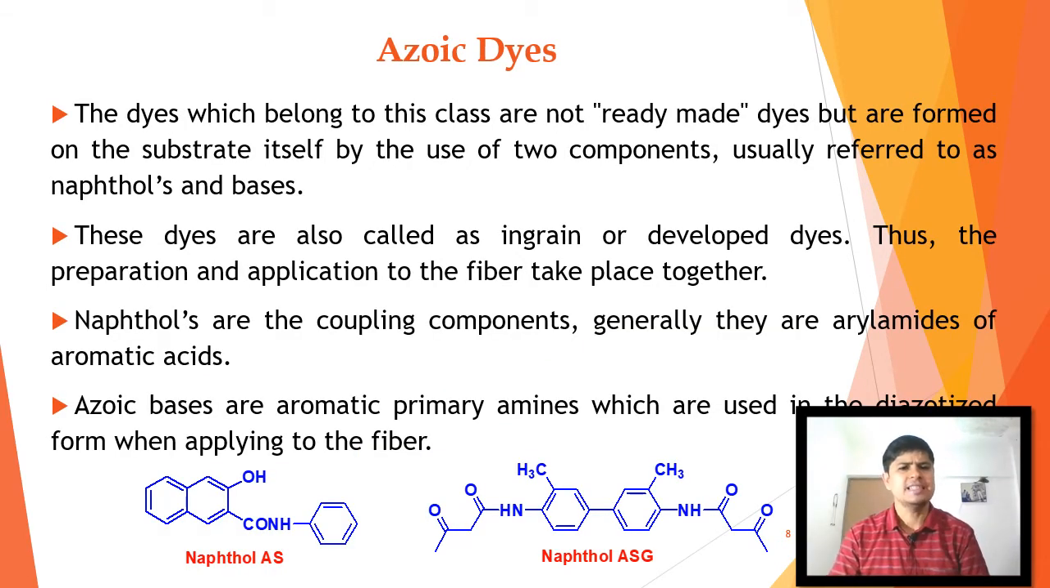Next class of dyes are azoic dyes. These dyes belong to the class which are not ready-made dyes. We have to form these dyes at the time of application to the substrate. That means as soon as the dye is formed on the substrate, it gets applied to that substrate. Hence they are also called ingrain dyes or developed dyes. Thus the preparation and application to the fiber take place together.